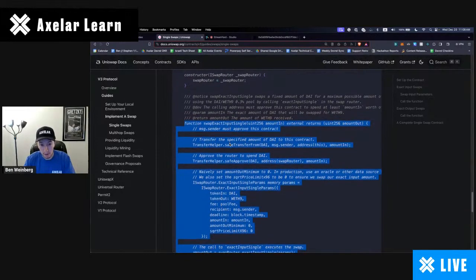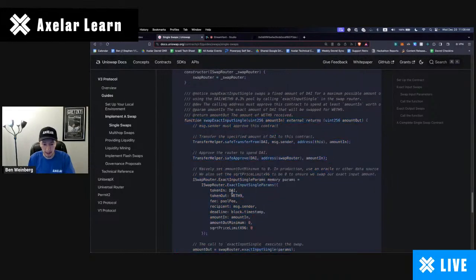And basically what we're doing here in this function is we're swapping in an exact amount of a certain token in. So in this example, they're swapping in DAI. So we can be swapping in like 10 DAI, let's say. And based on how the AMM works, we're going to be getting a set number of weth back, or weth9 here, depending on how the AMM is valuing DAI to weth9 at a given time.